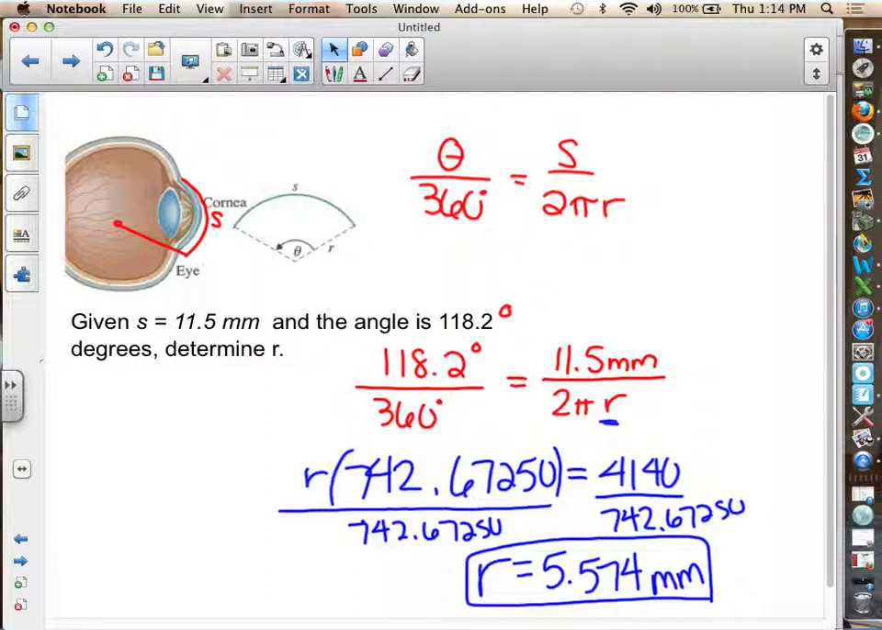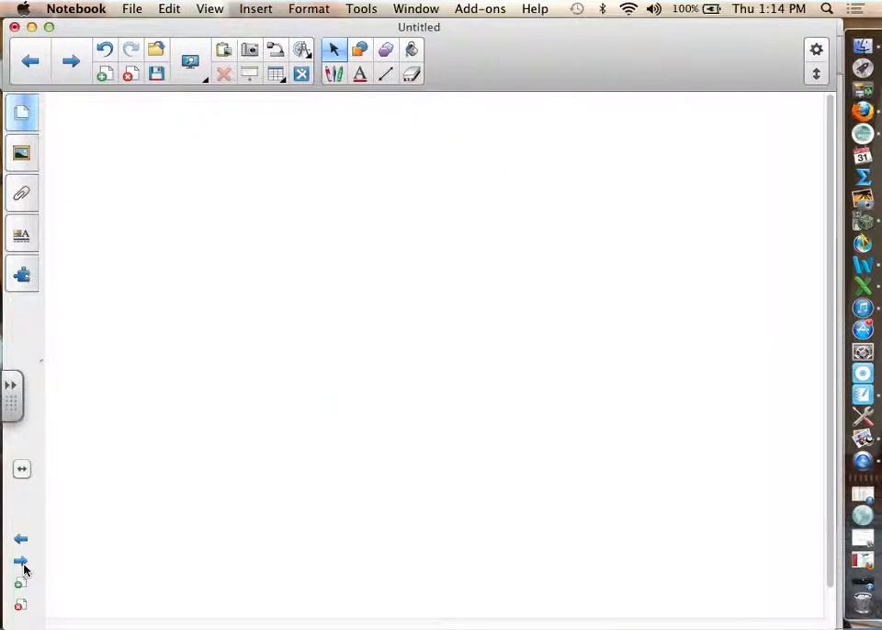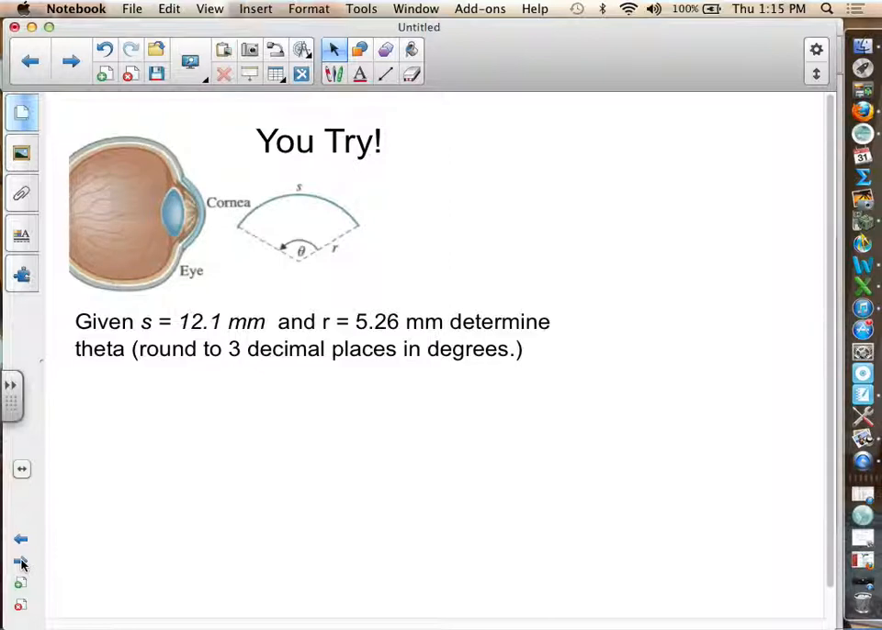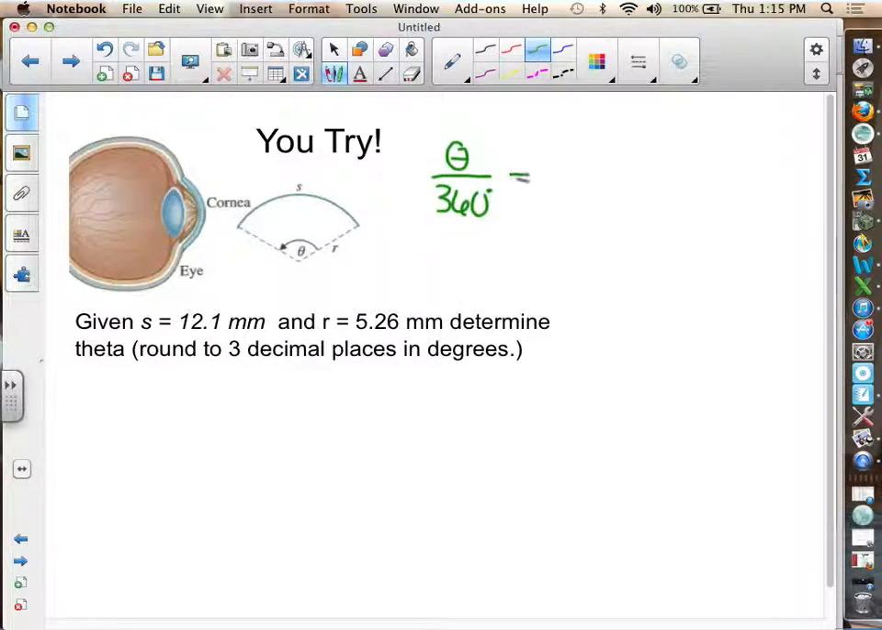Right, and then there's one here for you to try that's almost the same. If you look at this one, now you're working in the other direction. So theta over 360 is S over 2 pi r. This time you're given S and you're given r. Now you're looking for the angle in degrees, and then round your final answer to 3 decimal places. So if you pause the video, you can work this problem out and then hit play again and see if you did it correctly. I'm going to start solving it right now, so make sure you hit pause.